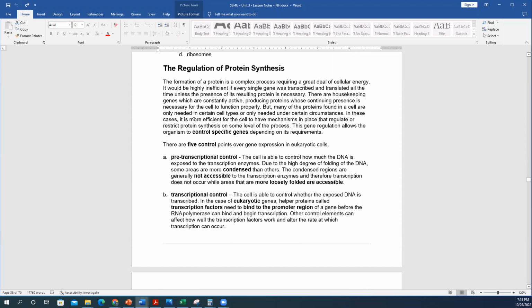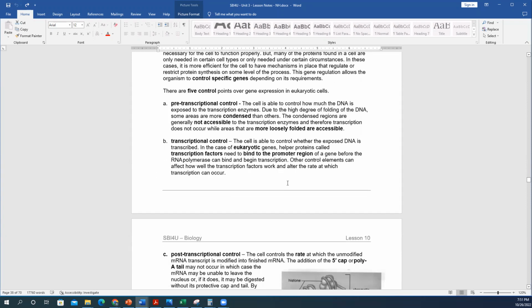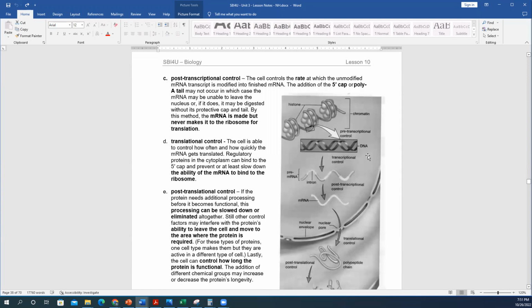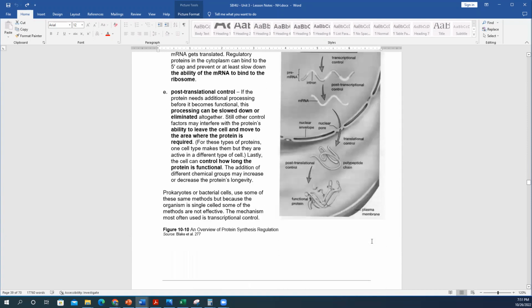We talked about different points of regulation of protein synthesis, and that this can happen at 5 control points. This can happen pre-transcriptionally. This can happen at the transcriptional level, post-transcriptional, translational, and post-translational level.